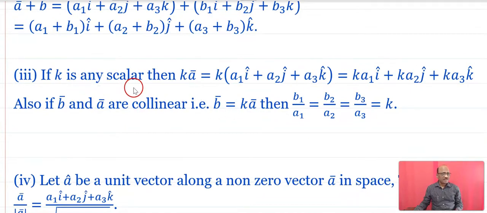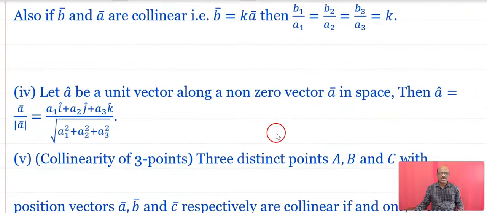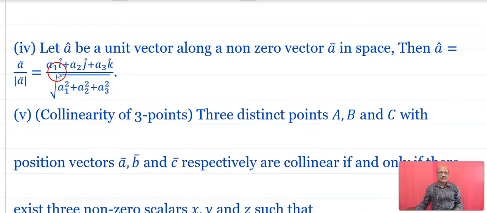If k is any scalar, then k a bar is equal to k into (a1 i cap plus a2 j cap plus a3 k cap), and that is equal to k a1 i cap plus k a2 j cap plus k a3 k cap. Also, if b bar and a bar are collinear, that is b bar is equal to k a bar, then b1 upon a1 is equal to b2 upon a2 is equal to b3 upon a3, that is equal to k.